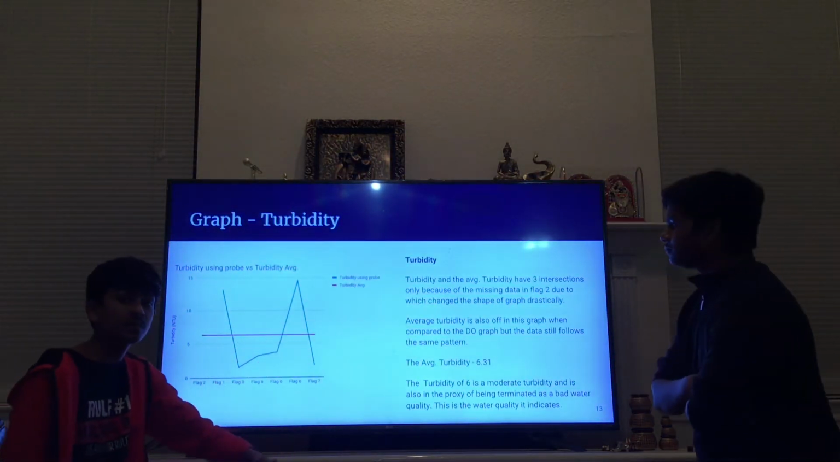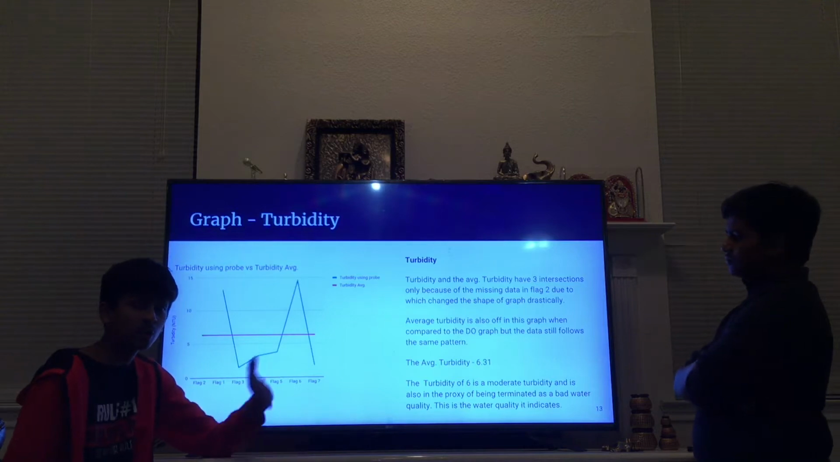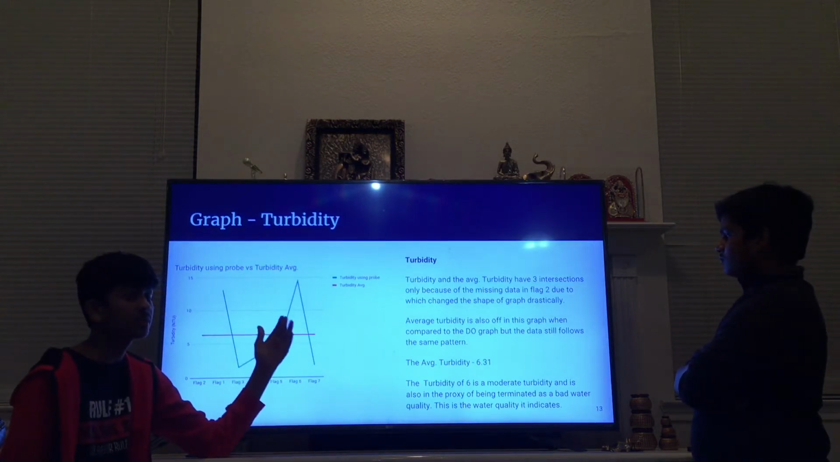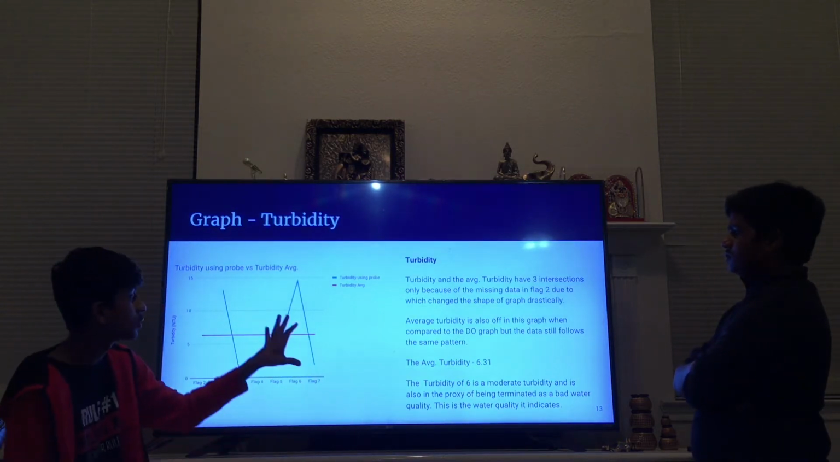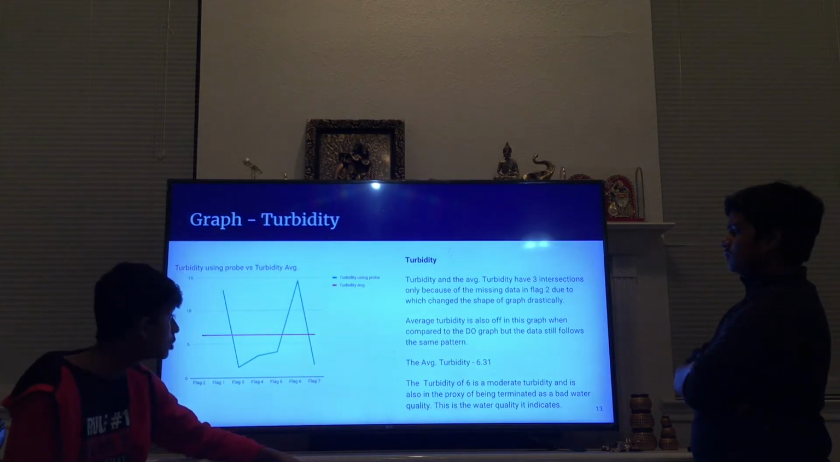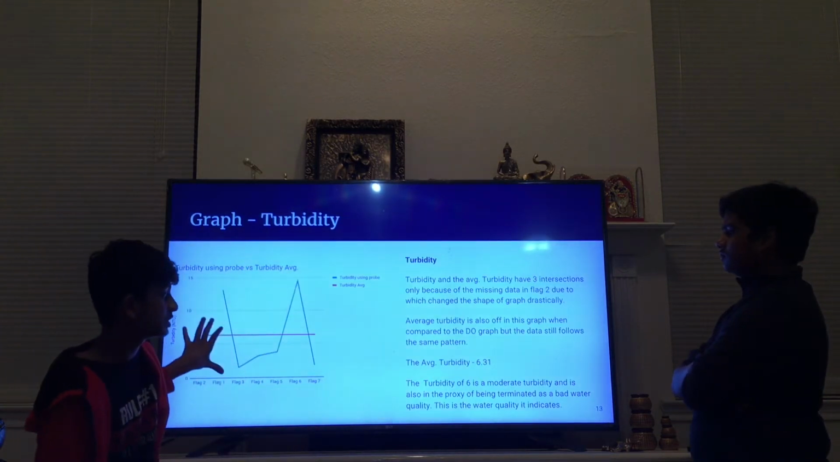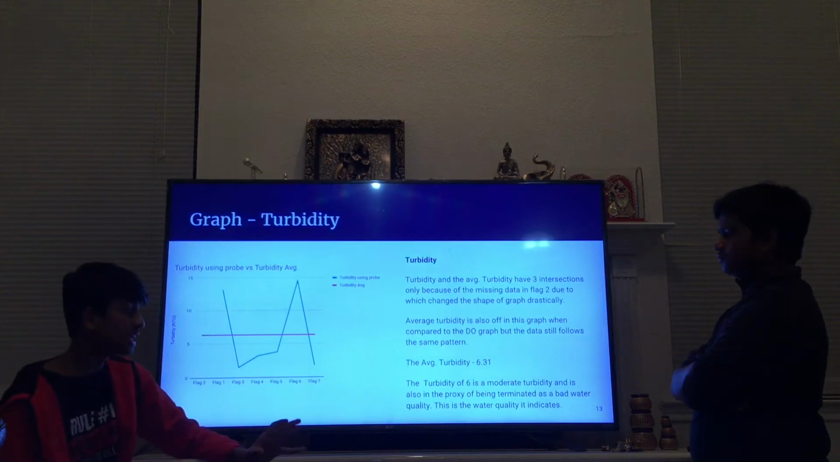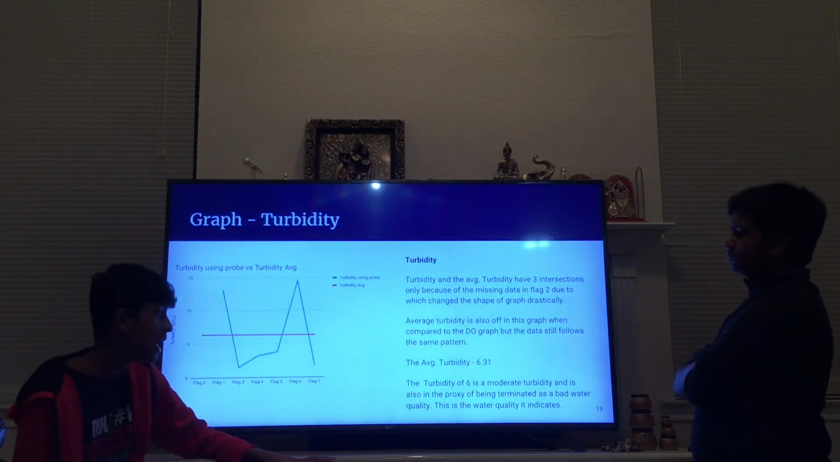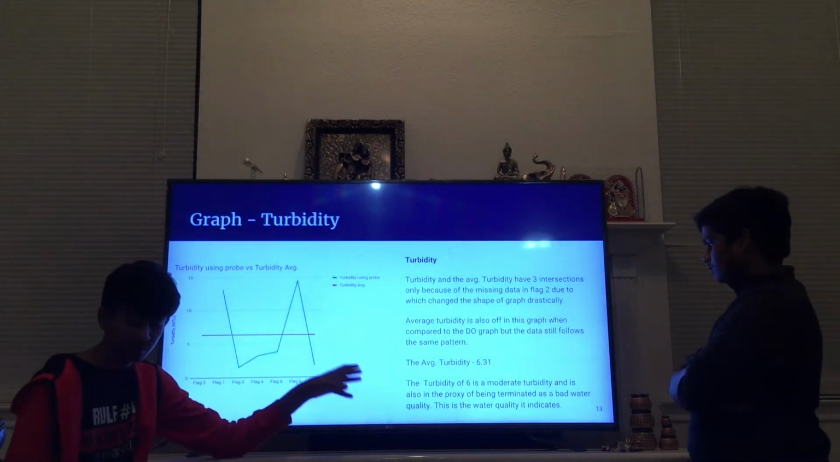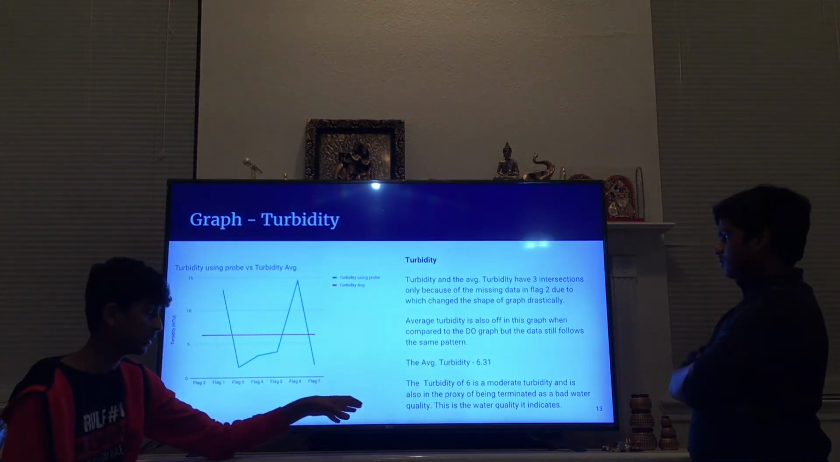Turbidity is basically the purity of water. It could be low or high. A lower turbidity means the water is more clear. Higher turbidity means it's more unclear. Here it was measured using a probe and a tube, and this was our graphical representation. Our average turbidity was 6.31, which indicates a moderate turbidity, and it is close to the point of being determined as bad water quality.